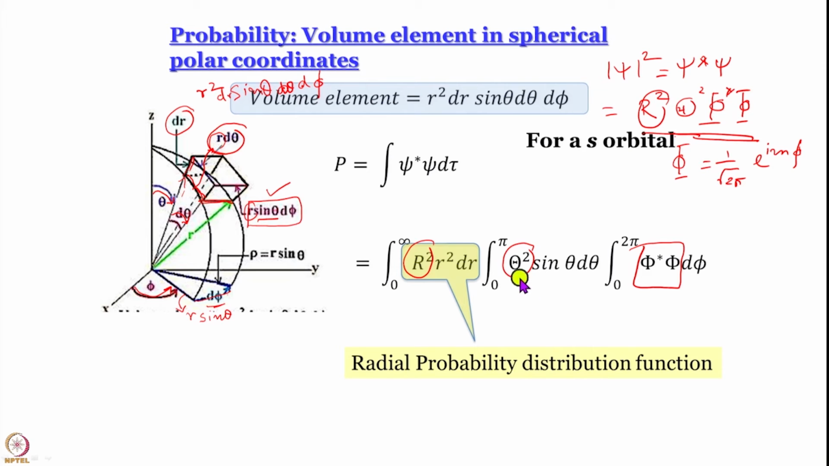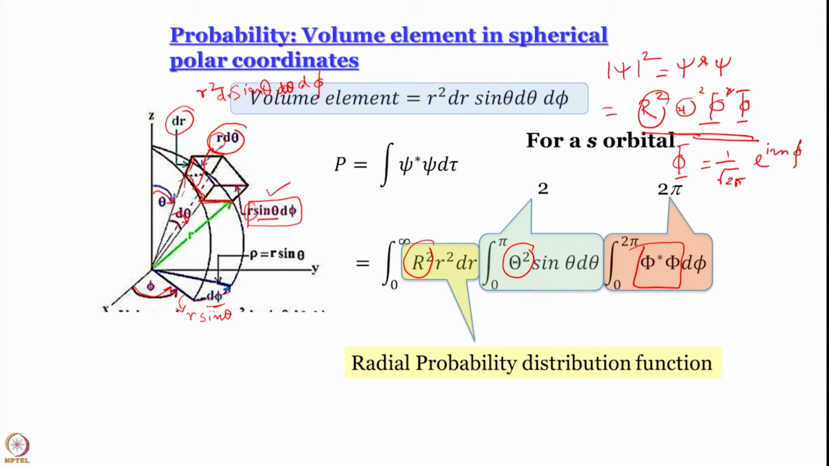So, if that is the case, then integral 0 to pi sin theta d theta, what will it be? Minus cos theta. Cos theta is equal to 1 for theta equal to 0, minus 1 for theta equal to pi. So, we are going to get 1 minus minus 1, that is equal to 2. And what will I get here? If you integrate this, from the normalization constant, we will get 2 pi. So, what we get is 4 pi square.